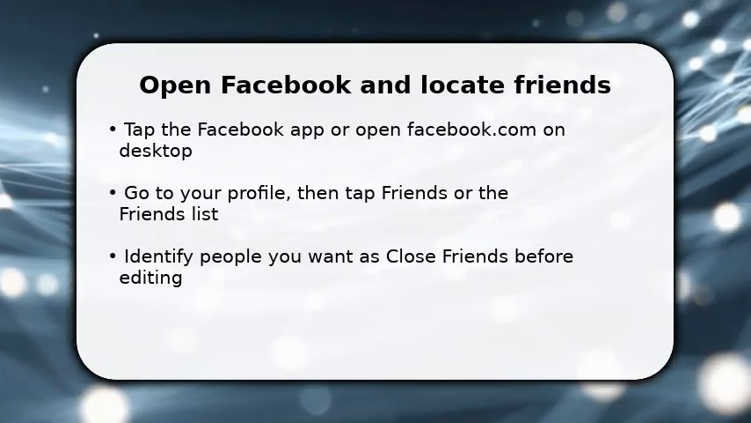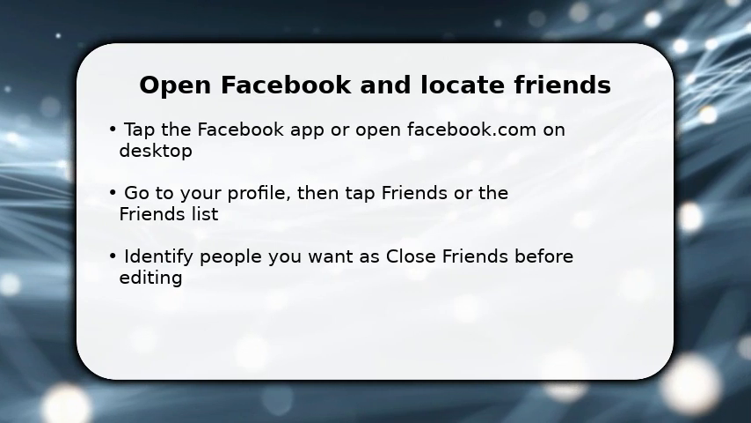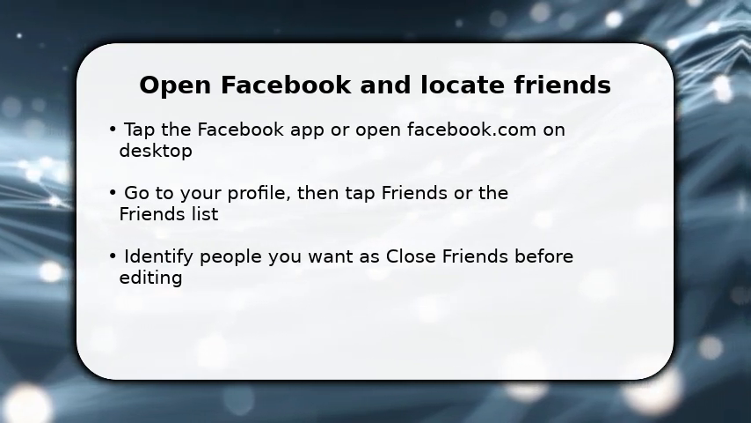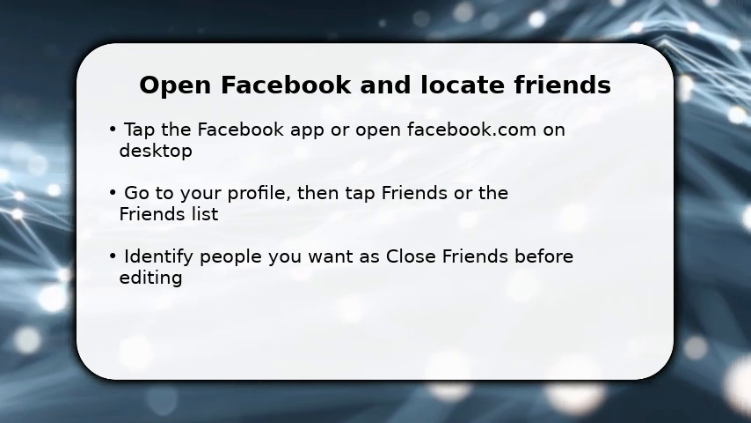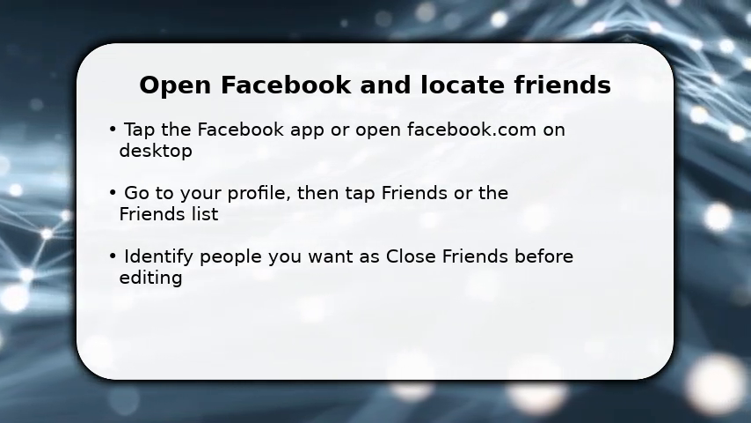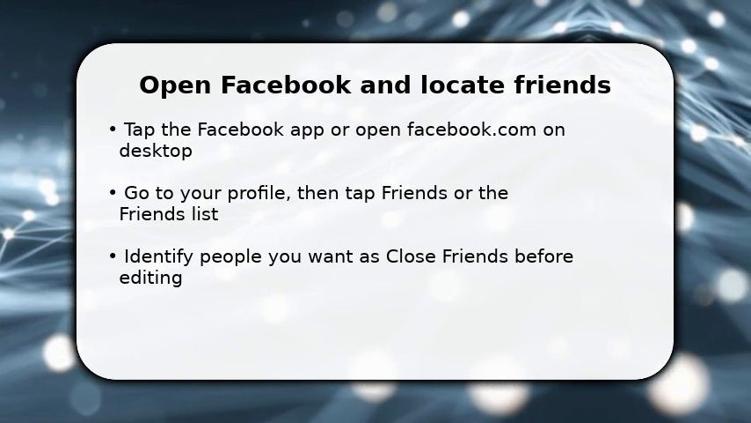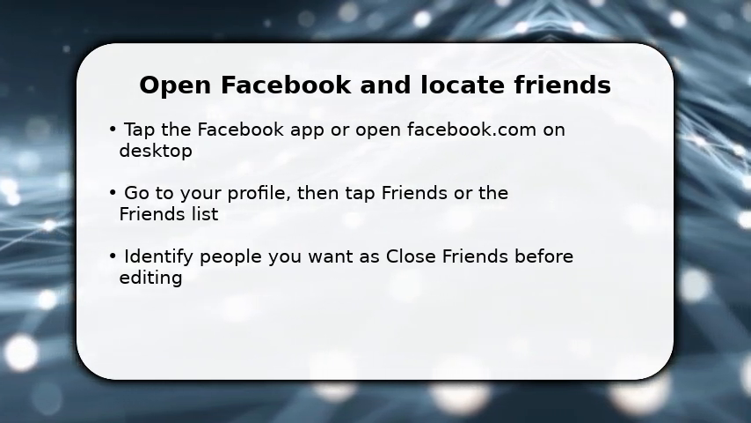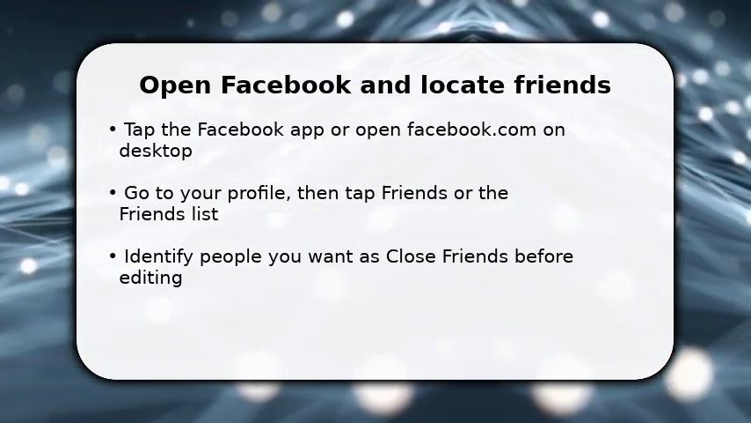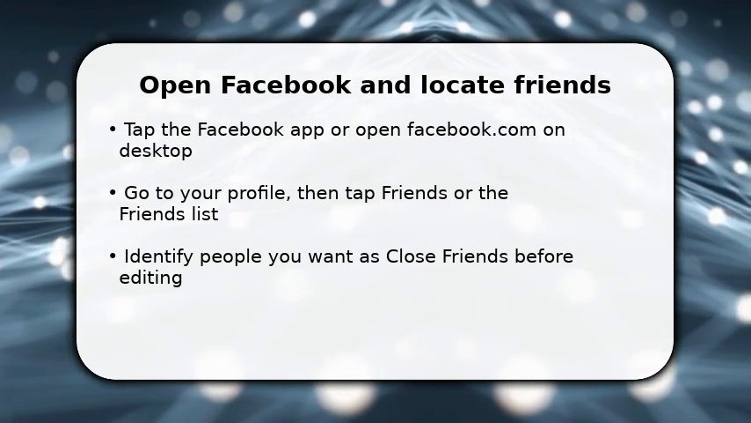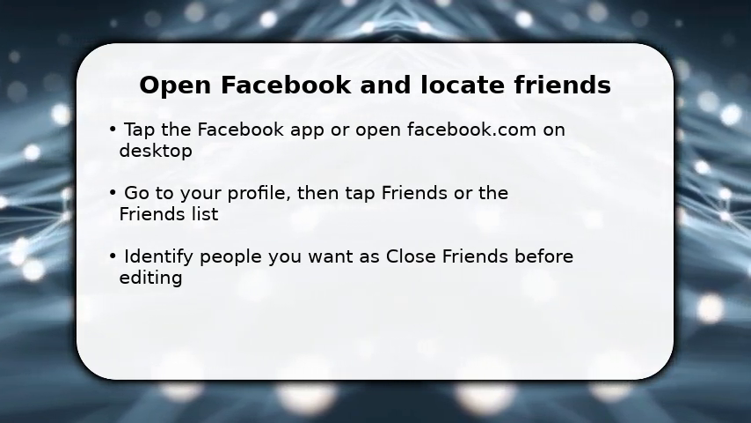You start by opening Facebook and going straight to your profile so you can act. Once there, tap Friends to see your list and scan for people you want to mark. Make sure you already know who should be close friends. That saves time when adding multiple people. If you're on mobile versus desktop, the layout differs slightly, but the idea is the same. Find the person first, then prepare to edit their friend settings.